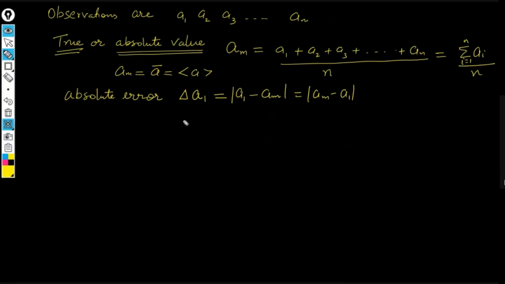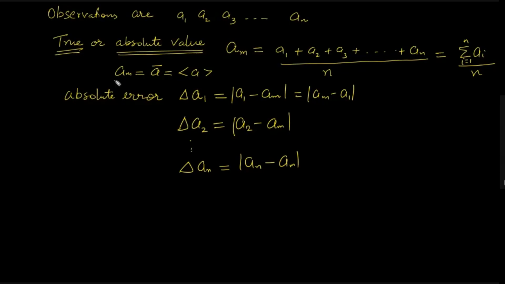In the same way, the absolute error in the measurement of the second observation will be modulus of A2 minus A mean. In the same way, for the last, the nth observation, it will be modulus of AN minus A mean. Here M means mean, the average.